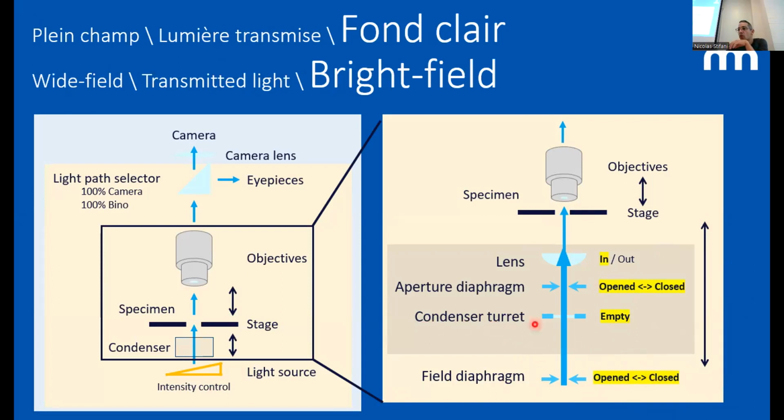You have to put no filters in the condenser turret. You have to open and close your aperture diaphragm to change the resolution and the contrast. And you have to put the condenser lens in and adjust it in Z. This full adjustment is called the Köhler adjustment or the Köhler illumination. And there is a little part in the third part of the talk that explains to you step by step how to adjust that.